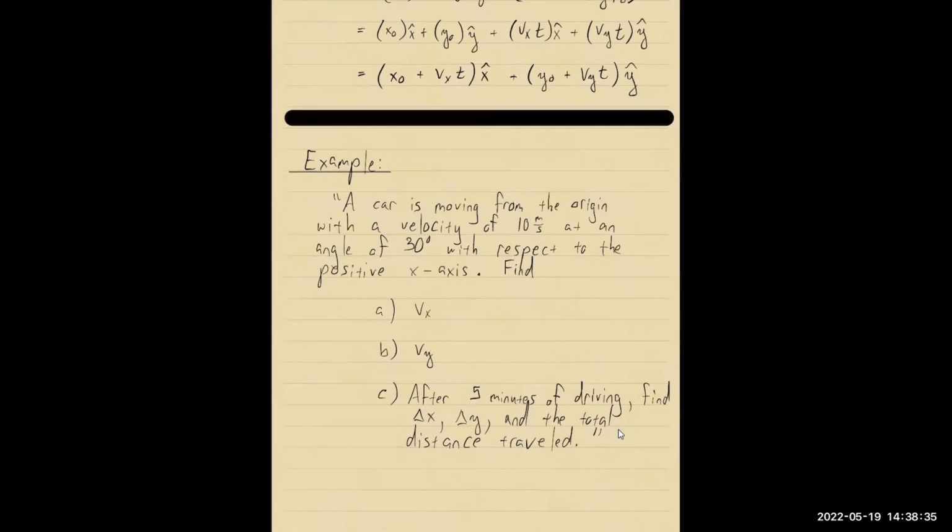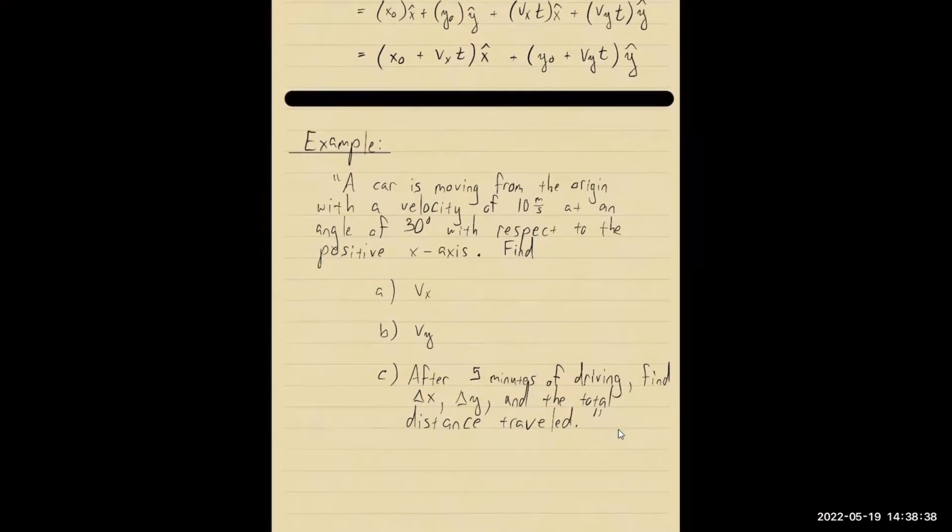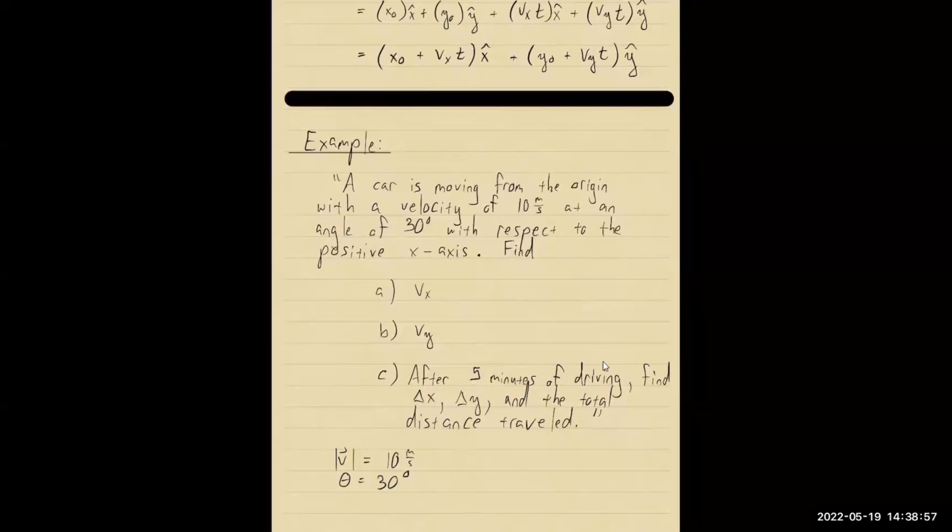So let's write down what we know about this. We know that our velocity vector, v, has a magnitude of 10 meters per second. We know that the angle of this vector is at 30 degrees with respect to the positive x-axis. And I'll draw a picture to make this a little bit clearer. And the problem wants us to find vx, vy, the y components of this velocity vector, as well as how far we've gone in the x direction, the y direction, and the total distance traveled after 5 minutes of driving. So first, let's try tackling the parts A and B here.